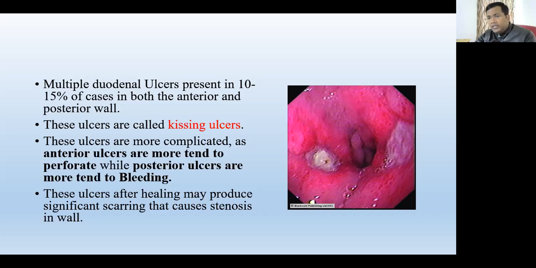And if the ulcers are present in both the anterior and posterior wall, then after healing there is a lot of chance that scarring will be there, which can reduce the lumen of the duodenum, and that may cause pyloric stenosis in later conditions.